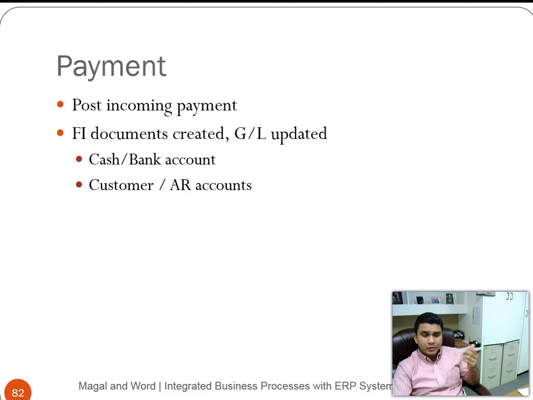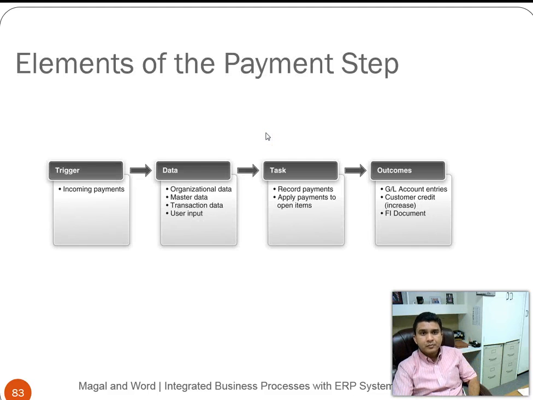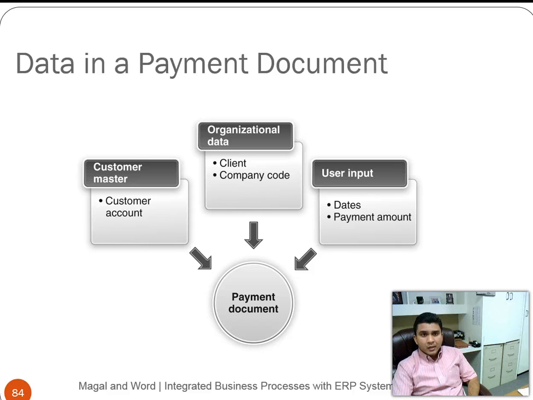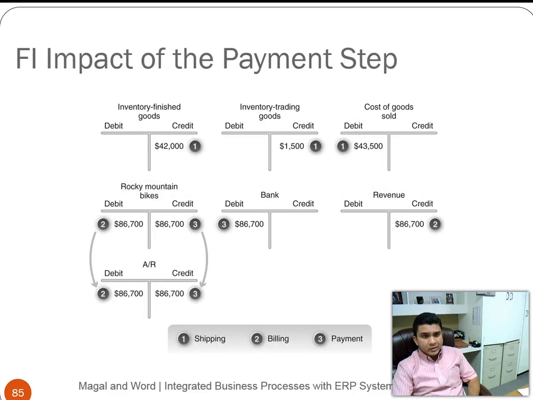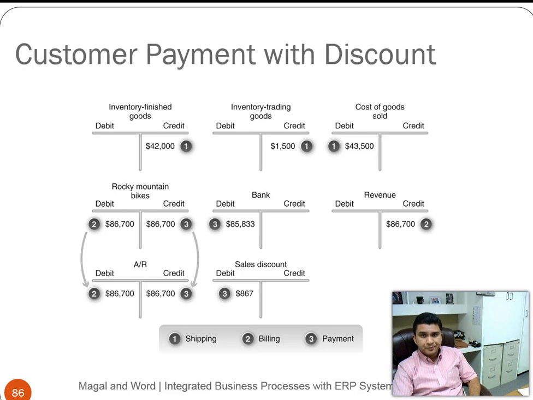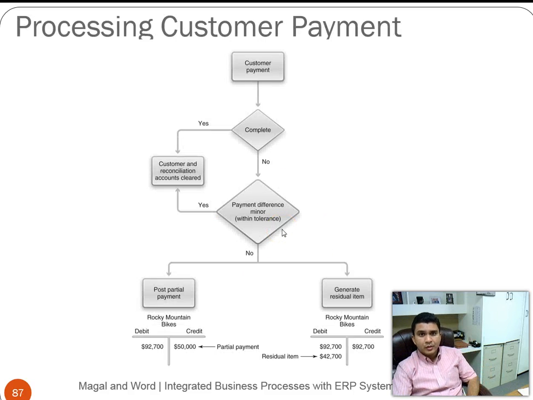Payment, of course: once the payments are posted, again in your financial accounting, your general ledger is updated. Impact of the payment step, like we discussed, the general ledger is updated, and if the customer payment is associated with a discount, that has to be updated in the financial accounting also.